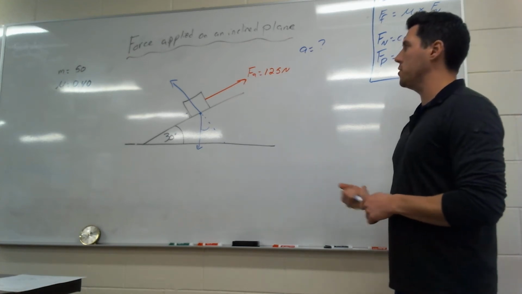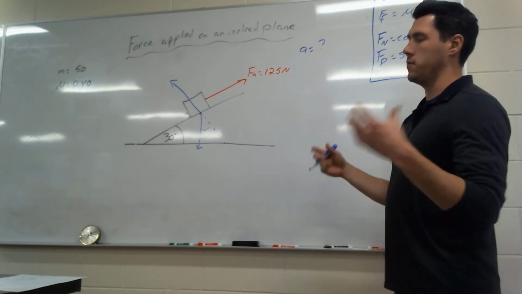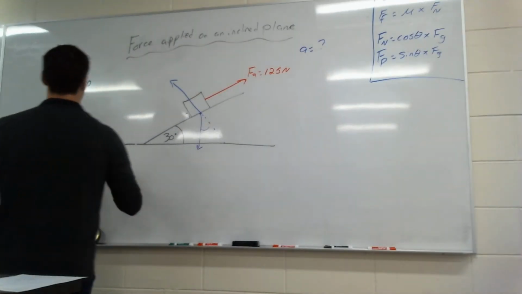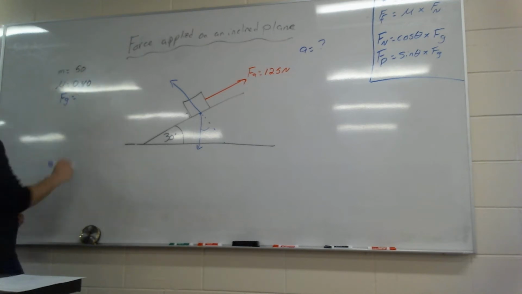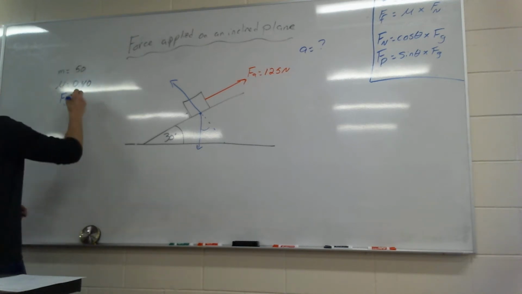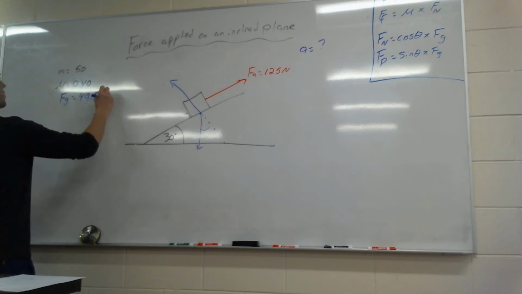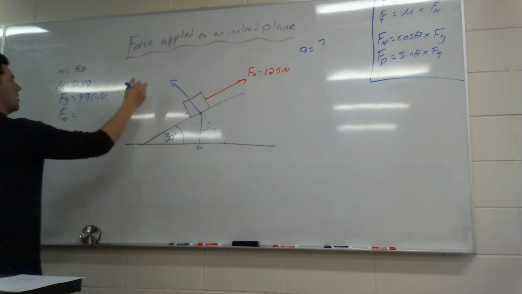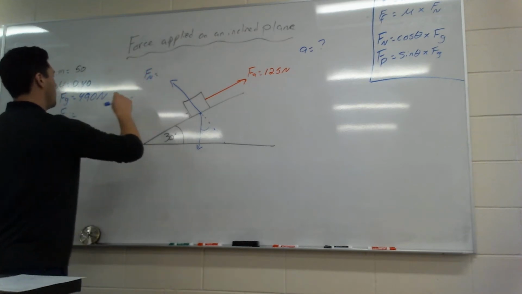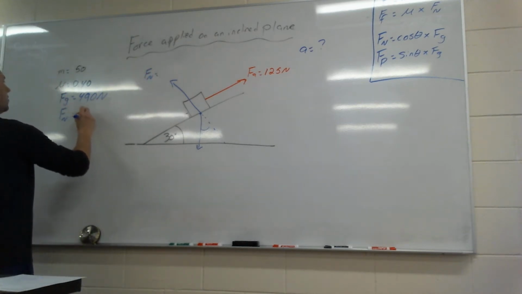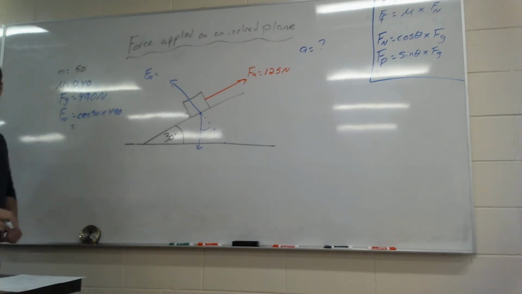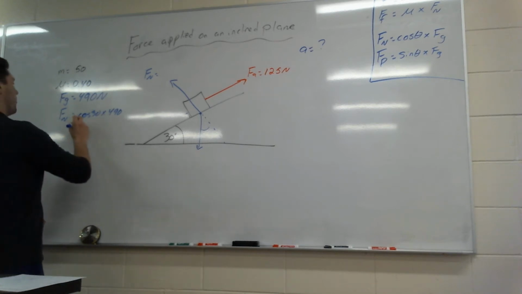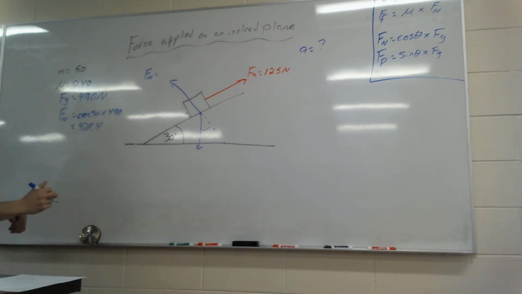So let's start going through this and breaking this apart into our different scenarios. Force of gravity, force normal, let's start with those. I get out of screen here a little bit, sorry, but force of gravity is mass times 9.8, I get 490 newtons. Force normal, which is this here, we're going to use our cos function times that 490. So cos 30 times 490, and I get an answer of 424.4 newtons. There's our force normal.